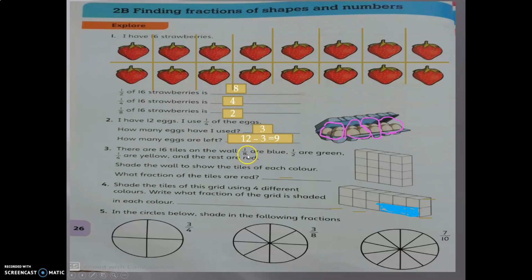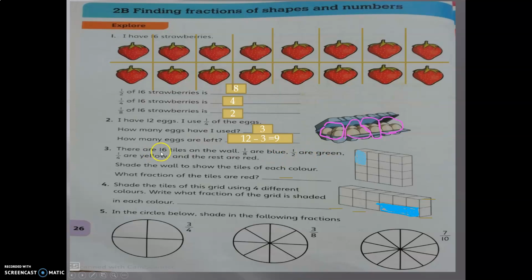What multiply 8 makes the total of 16? I know that 2 multiply 8 give me total of 16. So 1/8 is 2. So 2 are blue. It means I need to color how many tiles? 2 in blue. Okay, half are green, or 1 out of 2 are green.